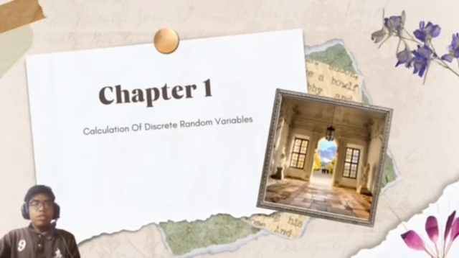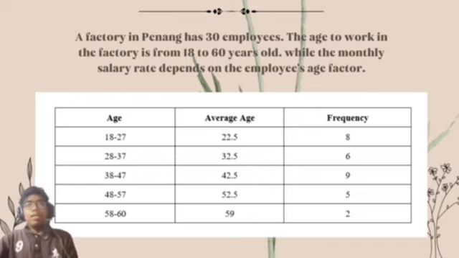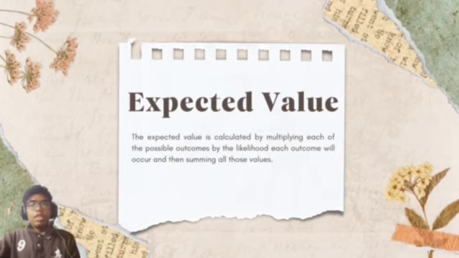So, let's move to chapter 1, calculation of discrete random variables. The data that we use here is a factory in Penang that has 30 employees. The age of workers in the factory is from 18 to 60 years old, while the monthly salary rate depends on the employee's age factor. I would like to highlight that the data you see here only has age, average age, and also the frequency. So, let's move to the expected value.